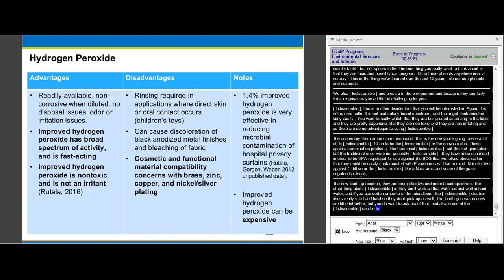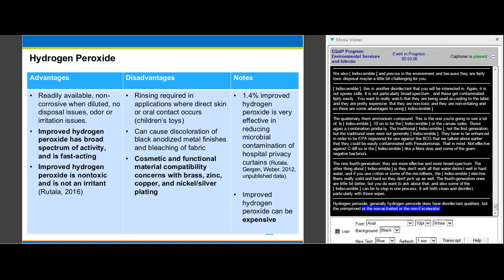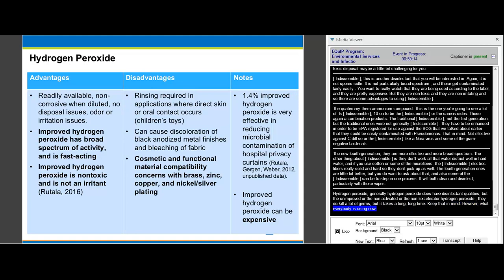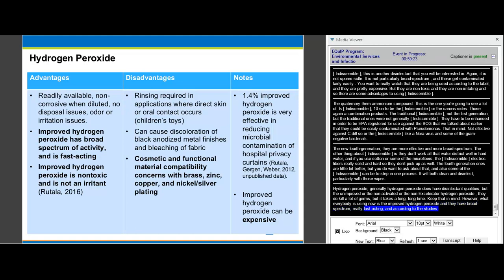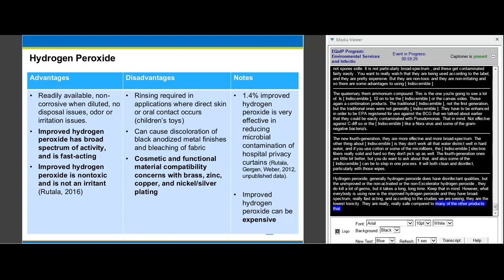Hydrogen peroxide. Generally hydrogen peroxide does have some disinfectant qualities, but the unimproved or non-accelerated hydrogen peroxide does kill a lot of germs, but it takes a long, long time. So keep that in mind. However, what everybody is using now are these improved hydrogen peroxides, and they have broad spectrum, are really fast acting, and according to the studies we're seeing, they have the lowest toxicity. So they're really, really safe compared to so many of the other products that we use. But these are fairly expensive to use, so that's the other side you want to look at.